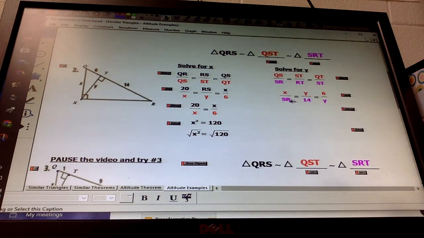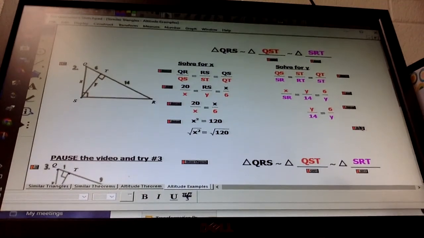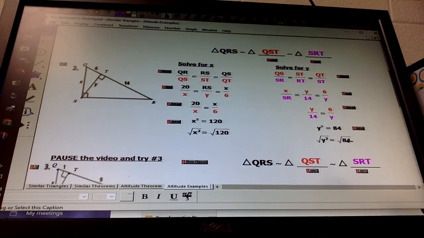So plug in what you know. We don't know SR. We do know X because we already solved for it. But for this one, we're going to be using these last two ratios. Set up the proportion. And just like over here, you're going to cross multiply. So when you cross multiply, you get y times y. That's y squared. And 6 times 14 is 84. Take square root. That's the square root of 84. Again, that can be broken down too, just like the square root of 120, but we're going to leave that like it is.